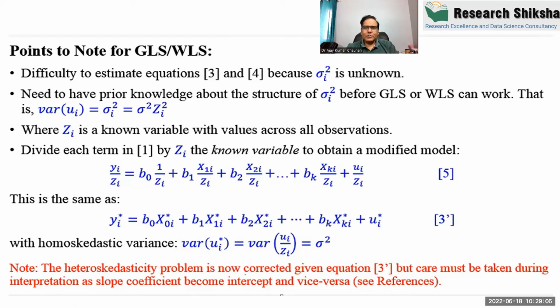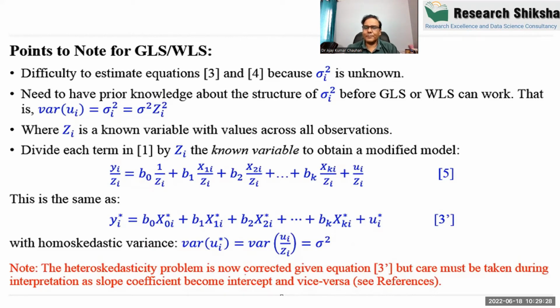So in simple language, what is the difference between GLS and WLS? In GLS, we are dividing all the variables, whether dependent or independent, by the error term. In weighted least squares, we are dividing the dependent and independent variables by one of the independent variables, so that we can give the weight. And what is the reason for WLS?